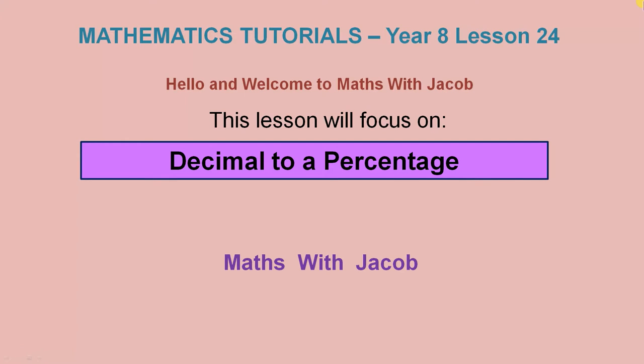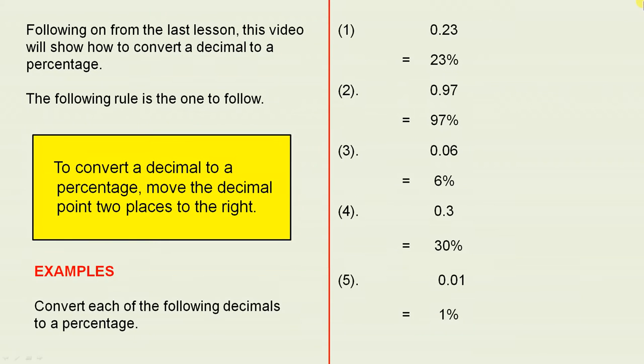This lesson will focus on changing a decimal to a percentage. Following on from the last lesson, this video will show how to convert a decimal to a percentage. The following rule is the one to follow. To convert a decimal to a percentage, move the decimal point 2 places to the right. Let's have a look at some examples to see how this very simple rule works.